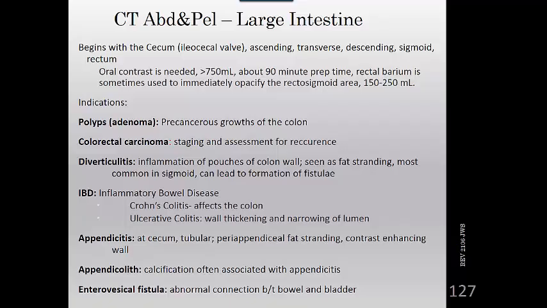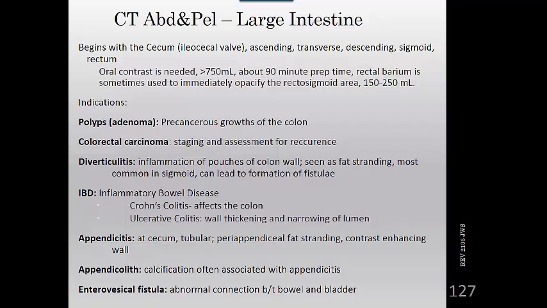Diverticulitis, which is inflammation of pouches in the colon wall, and you can see fat stranding when this is happening. It's most common in the sigmoid, and it can lead to a formation of fistula. You can have IBD, which is inflammatory bowel disease. Crohn's colitis falls under this, which affects the colon. And then ulcerative colitis is also inflammatory bowel disease, and it's characterized by wall thickening and narrowing of the lumen.